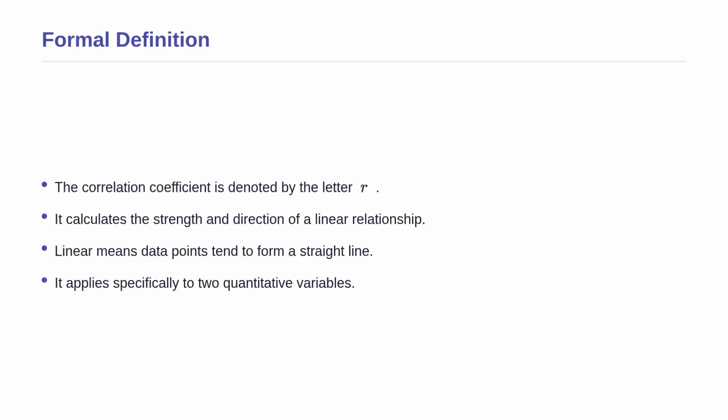Now that we understand what correlation is conceptually, let us define it formally. The correlation coefficient, often denoted by the letter R, is a statistical measure that calculates the strength and direction of the linear relationship between two quantitative variables. When we say linear, we mean that if you were to plot the data points on a graph, they would tend to form a straight line rather than a curve. This metric is the mathematical measuring tape we use to quantify exactly how closely two variables are linked together in a straight line pattern.